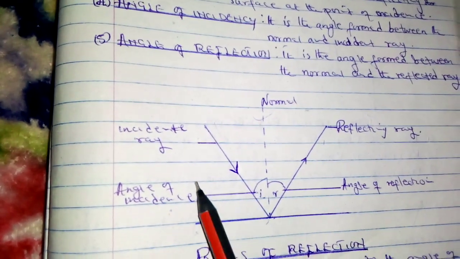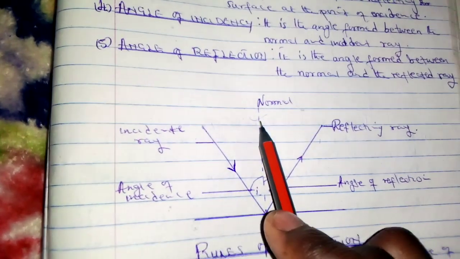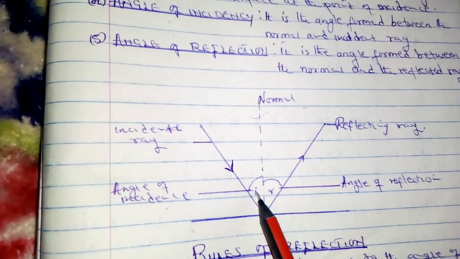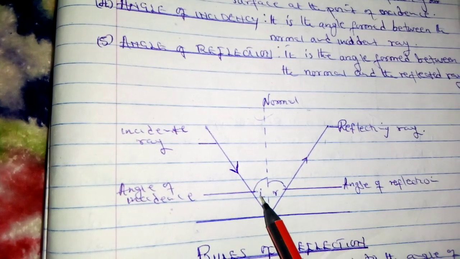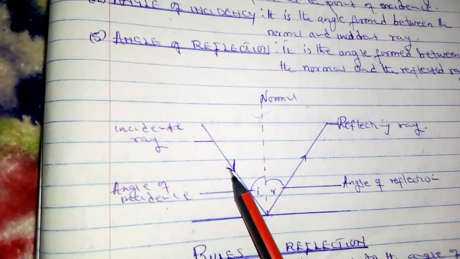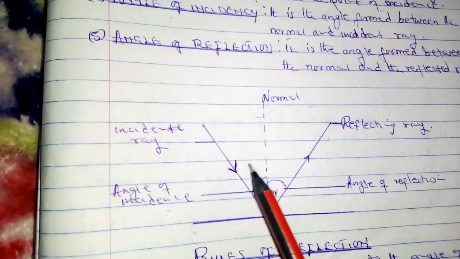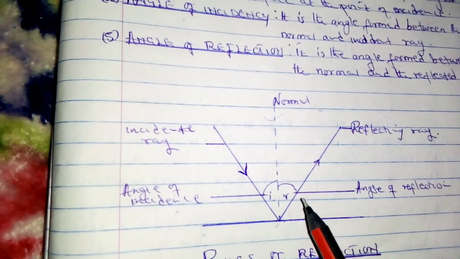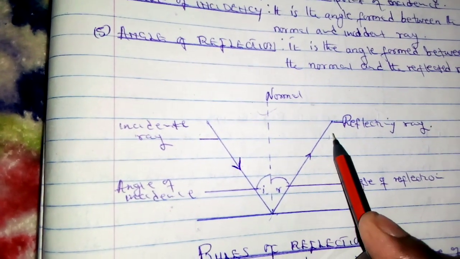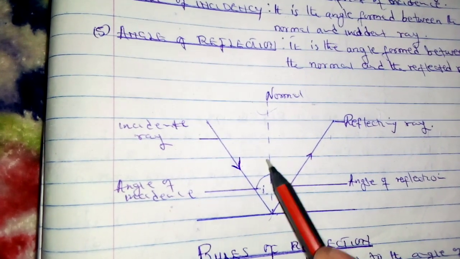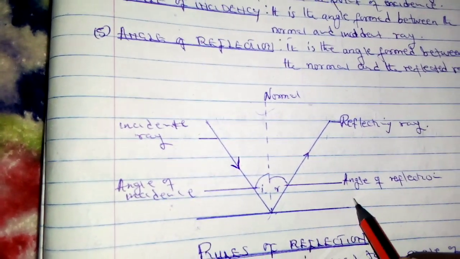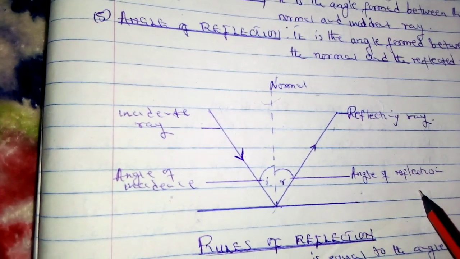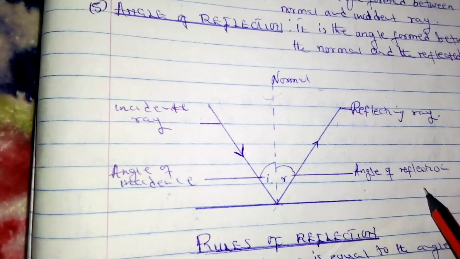Now, between the incident ray and the normal, there's an angle formed, which is called the angle of incidence. So the angle of incidence is the angle between the normal and the incident ray. Another angle is formed between the reflected ray and the normal, and this angle is called the angle of reflection. So this is what you should know.